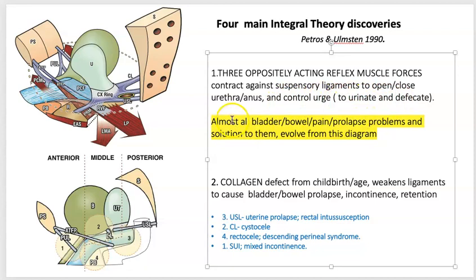Now, as you will see, almost all the bladder, bowel and pain and prolapse problems and solutions to them, that is cure, evolve from this diagram. This is the most important diagram in the integral theory. Let me repeat, three opposite muscle forces contract against uterosacral ligaments down the back, pubourethral ligament in the front to open and close the bladder and the anorectum.